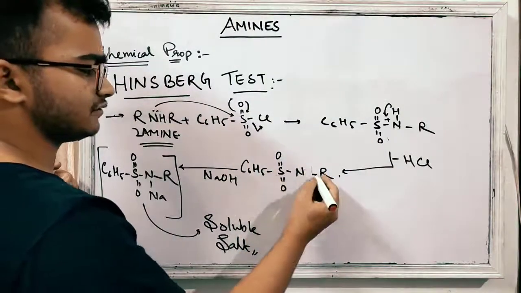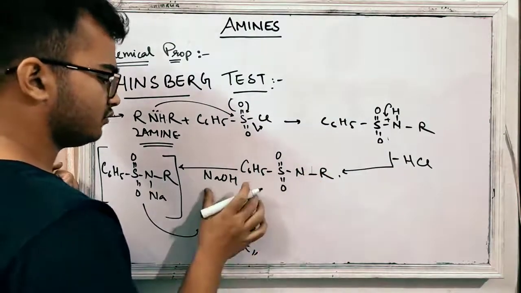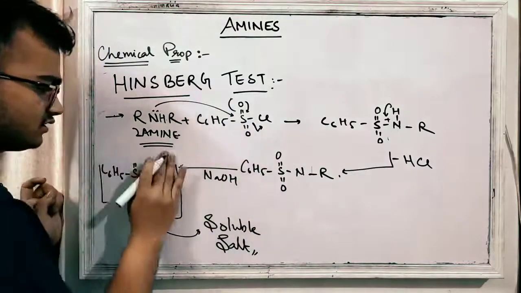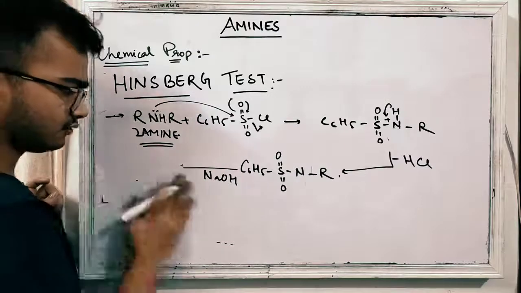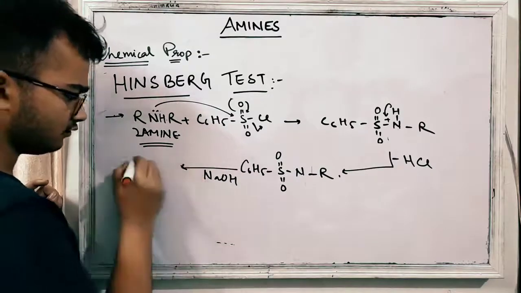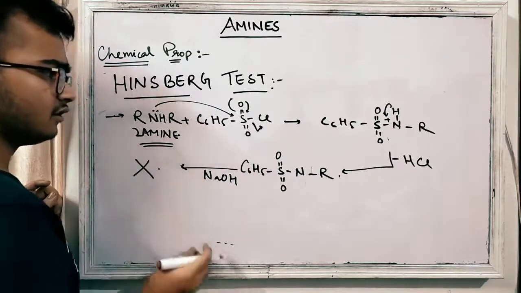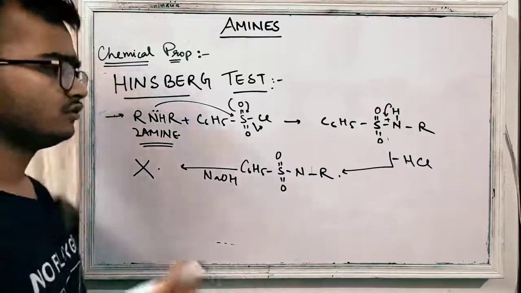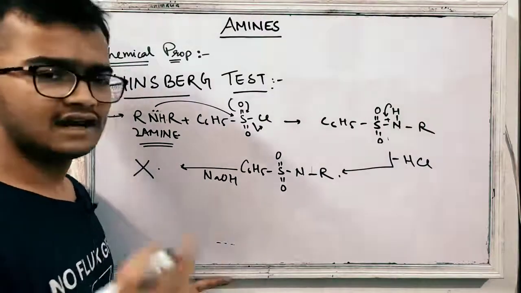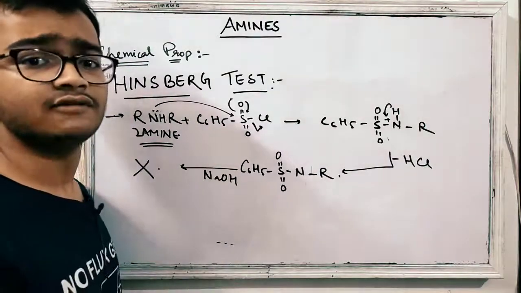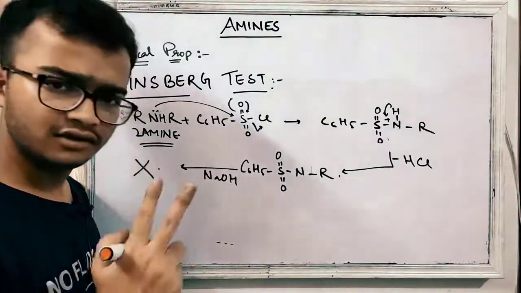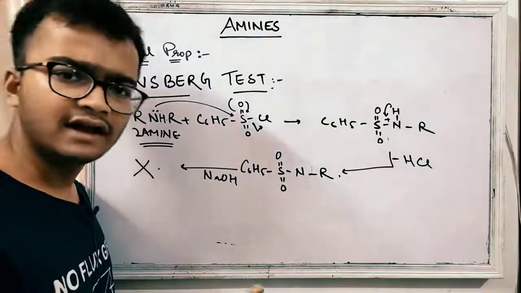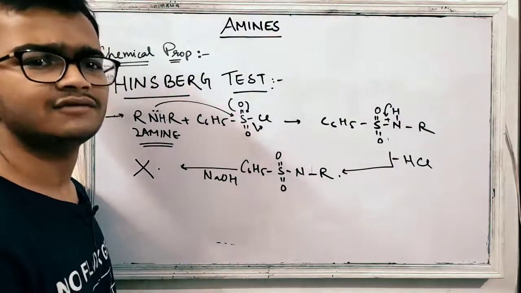Now here this is the ultimate structure which is formed. Now when you react it with NaOH, we get nothing. Why do we get nothing? Because there is no hydrogen, right? So for the Hinsberg test, you have to write that the 2 degree amine will react with aryl sulfonyl chloride, but it does not react with NaOH. So it's a proof that it's a 2 degree amine. Now if it reacts with NaOH, then it is a proof that it is a 1 degree amine.